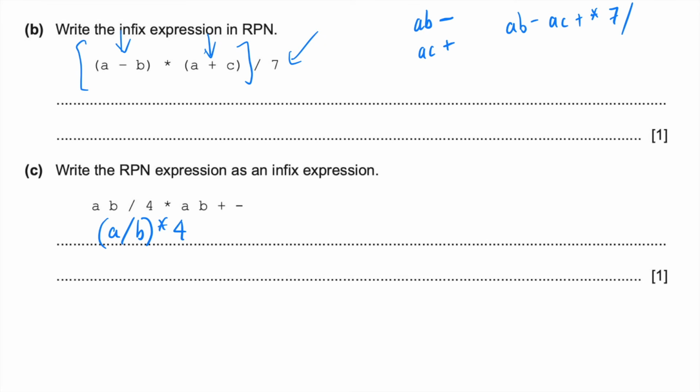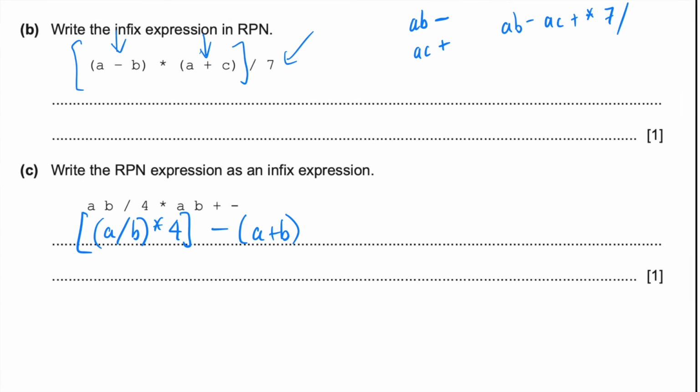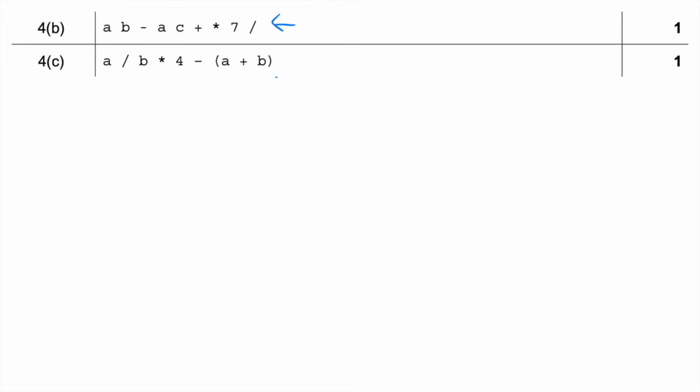And then we have AB plus. So we've also got A plus B. Then we have the multiplication sign. So what we're going to do is this multiplied by this. And that's pretty much it.